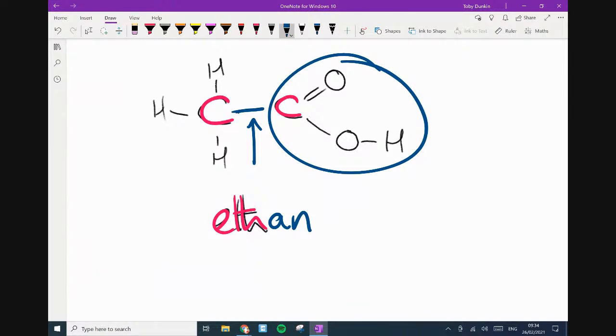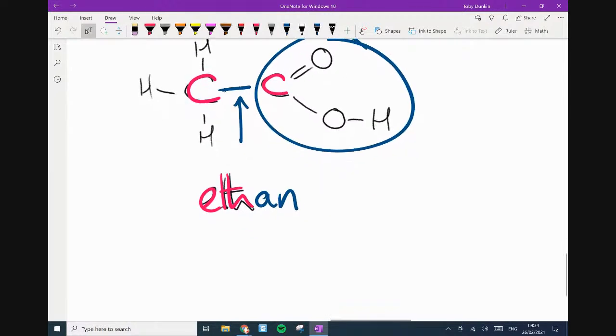Carboxylic acid. So the name is oic acid. That's ethanoic acid, otherwise known as vinegar. Yeah, that's vinegar, that one. You get used to these families, guys.